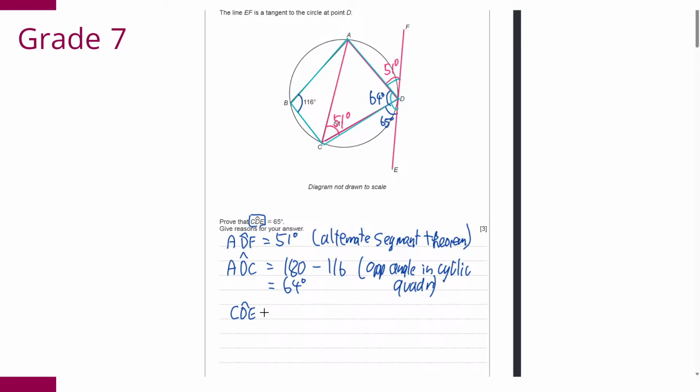CDE equals 180 minus the 51 plus 64. And then we'll say angles. Sometimes you can just do angles on straight line. So 180 take away 51 plus 64, 65. Oh, it's always pleasing, right? And you'll know this from paper 1 and 2 when you are given the answer and your answer is the answer you were given. It's always a buzz.